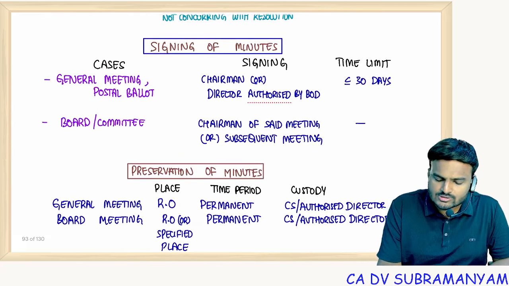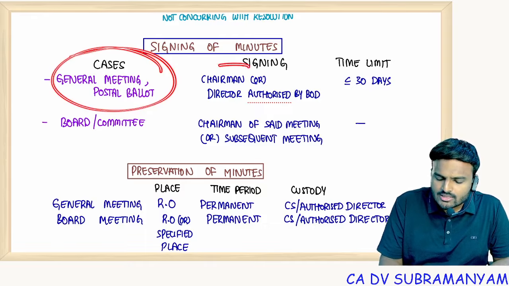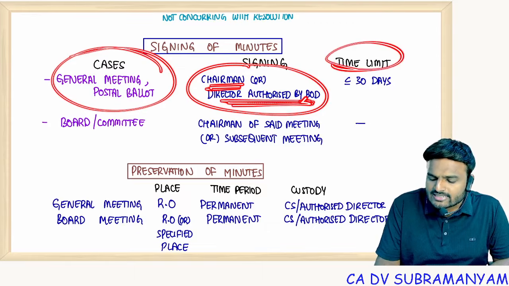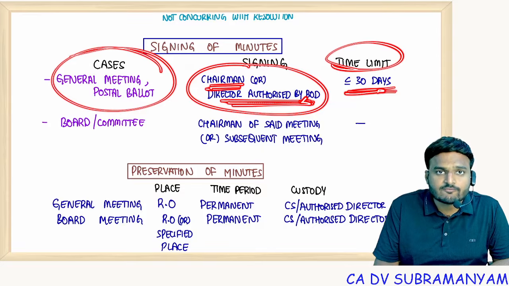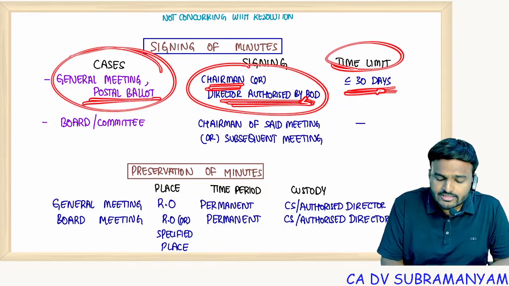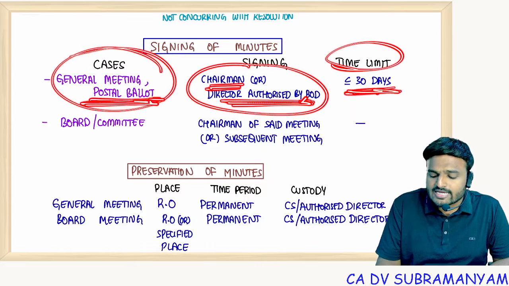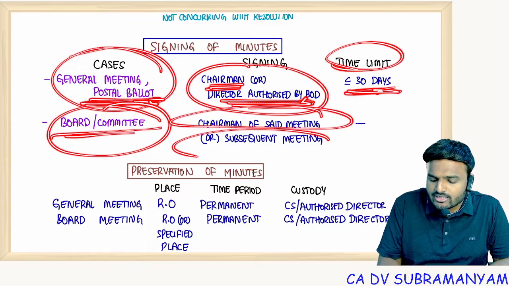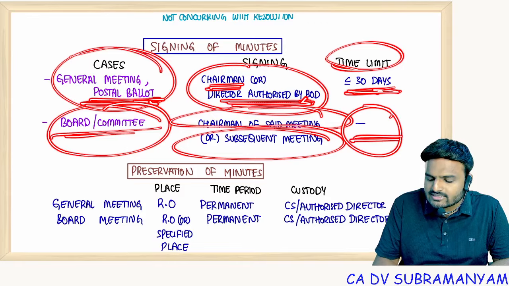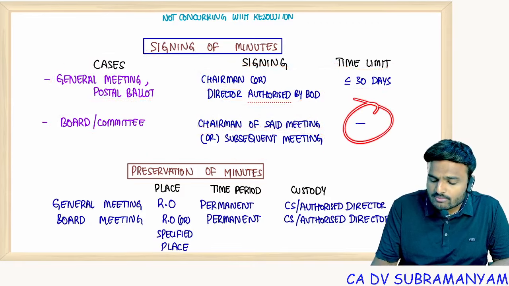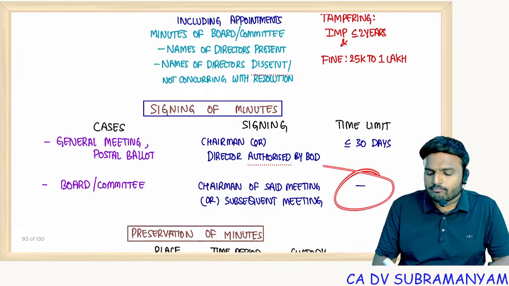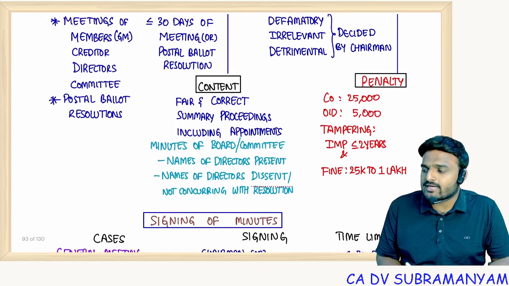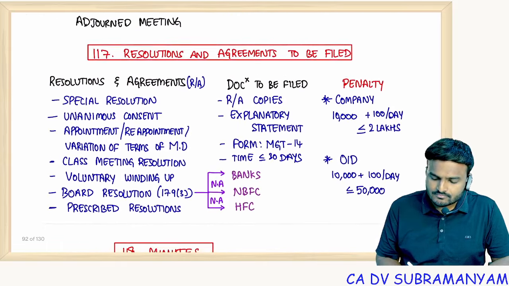Signing of minutes, you see here, general meeting postal ballot, signing can be done by chairman of the said meeting or director authorized by the board, and the time limit is 30 days. Within 30 days of meeting, signing should be done. Within 30 days of passing resolution under postal ballot, signing of minutes should be done. But coming to the board or committee meetings, chairman of the said meeting or chairman of the subsequent meeting can sign the minute, but for this, time limit is not applicable. Getting my point? And tampering of minutes, this is the punishment: imprisonment up to 2 years, fine 25,000 to 1 lakh.